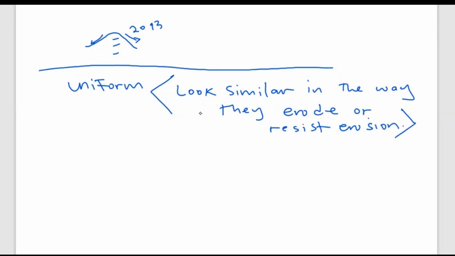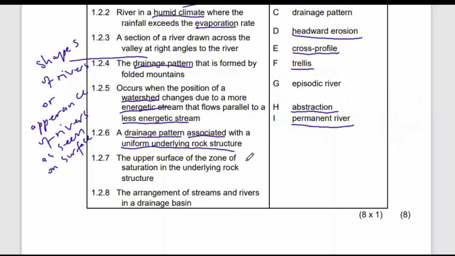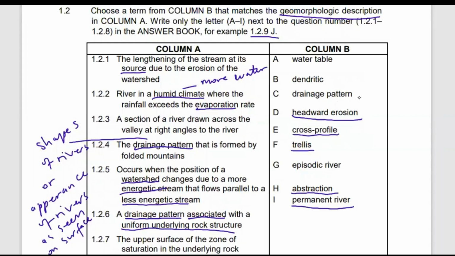So uniform, like that's why most learners in high school and primary school put on uniforms so that they could look the same. We can easily identify them. For our rocks which are uniform, it's like these rocks erode at the same time or they resist at the same time. Now, rivers which flow in areas which have uniform underlying rock structure will end up forming a pattern which is commonly known as a dendritic drainage pattern. So for 1.2.6, the answer will be dendritic drainage pattern. Let's proceed.